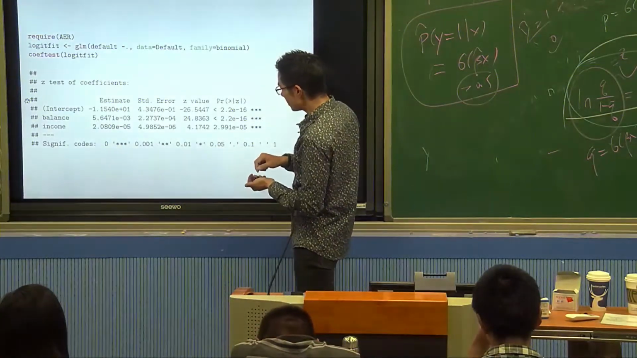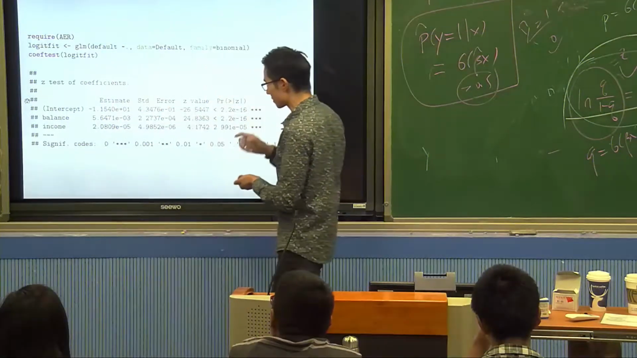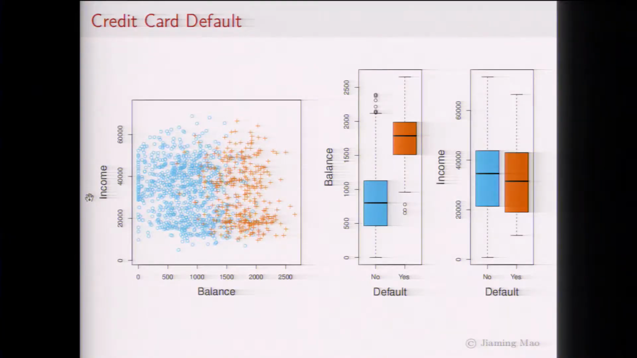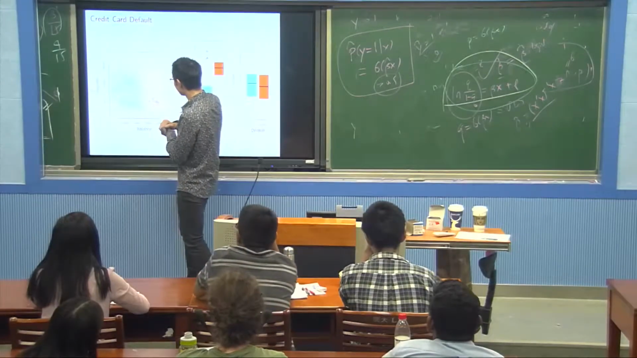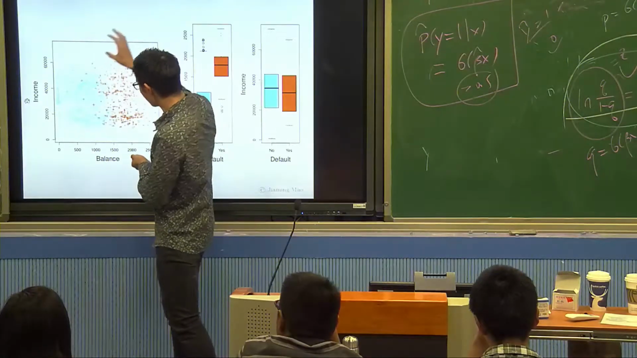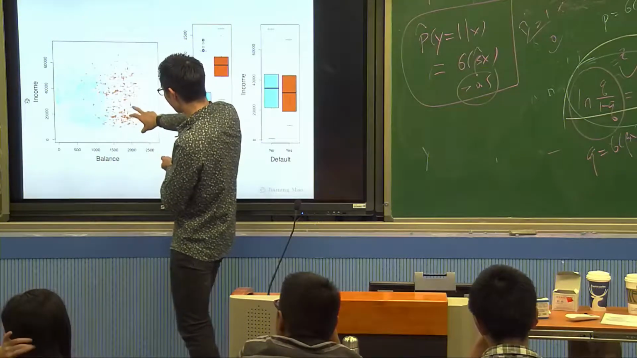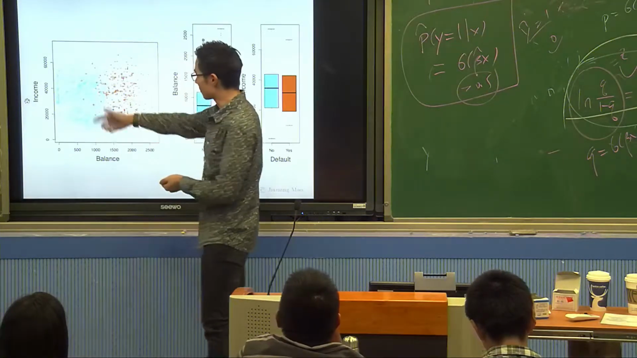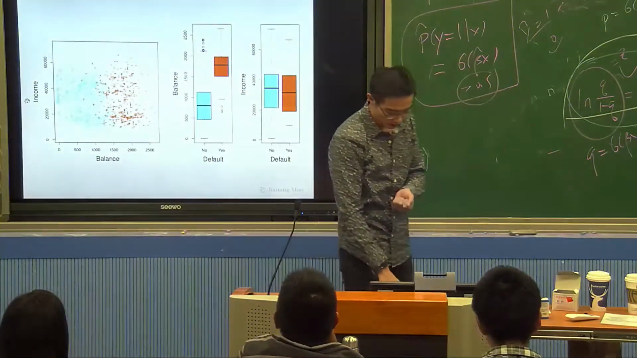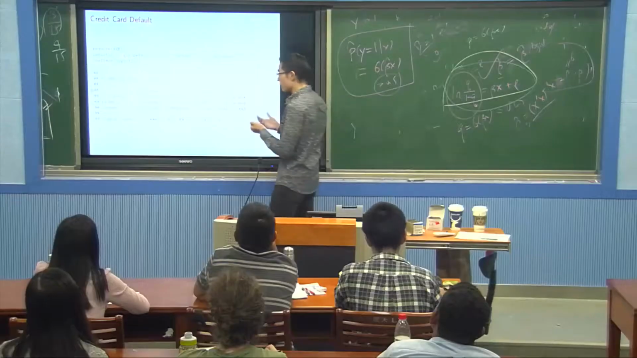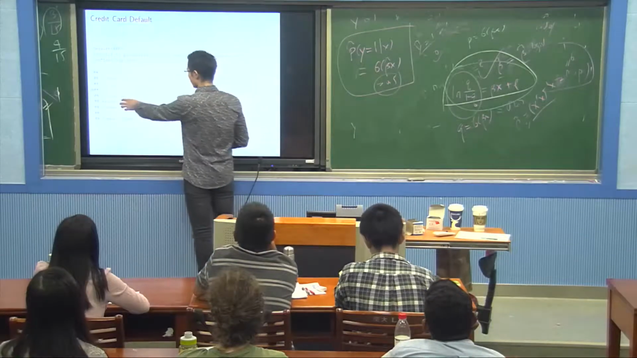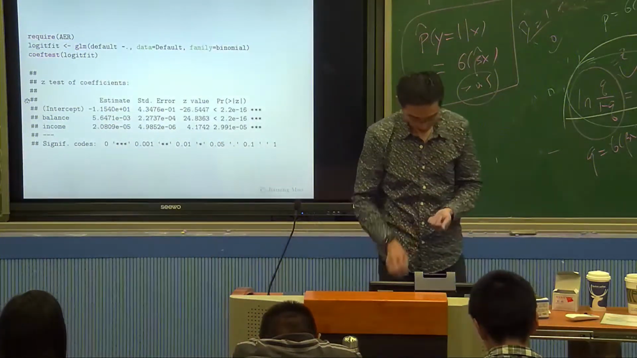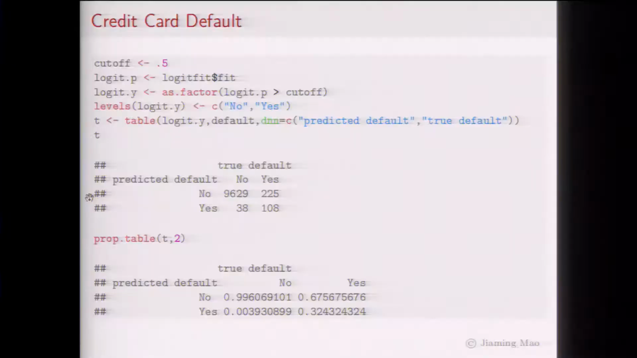We can see that both balance and income are statistically significant. It's kind of surprising, because from this graph, it looks like income doesn't really have any predictive power. I guess you can say that when income is lower, it's more likely to default, but it doesn't look strong. Still, both are statistically significant, although balance is obviously the stronger effect. So that's our logistic regression result.